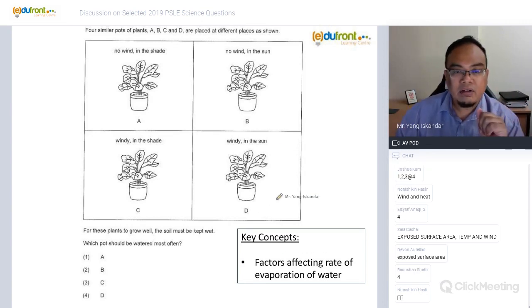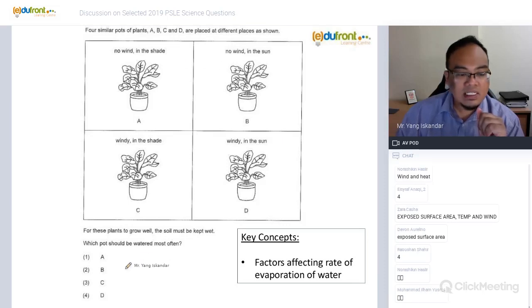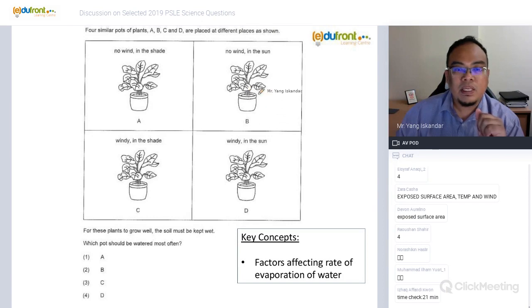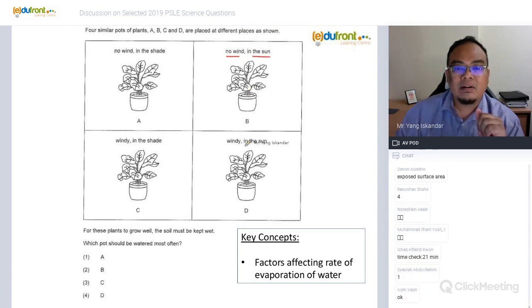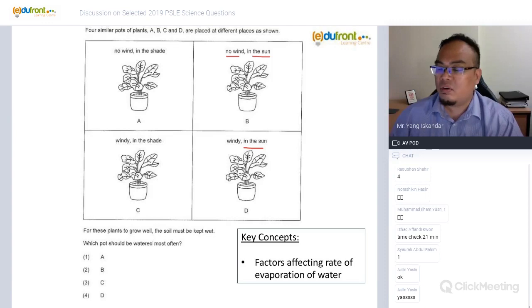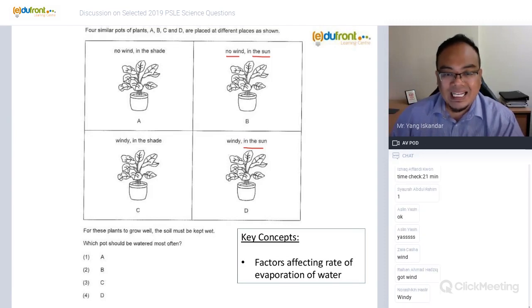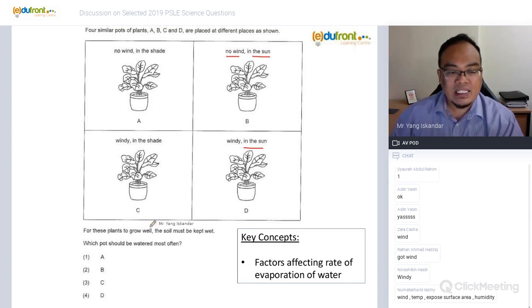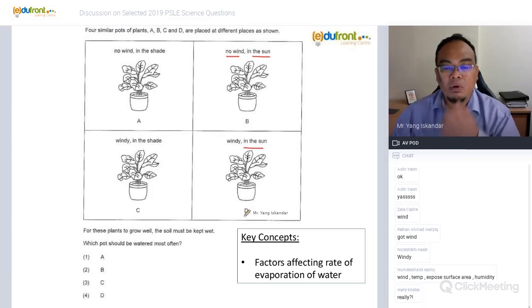Okay, then we take a look at all the conditions. Now, some of you put number 2 as the answer. Let's take a look at number 2. Number 2 is B, no wind in the sun. Number 4 is the answer. In the sun, yes, this part no problem, but this one got no wind and this one windy. Which one water evaporate faster? Got no wind or windy? Windy, right? So we know because the presence of wind will increase the rate of evaporation. So that's why D is the answer, because you have to water pot D most often.